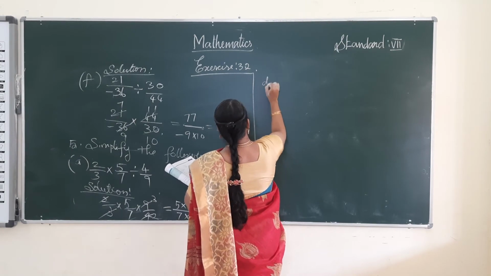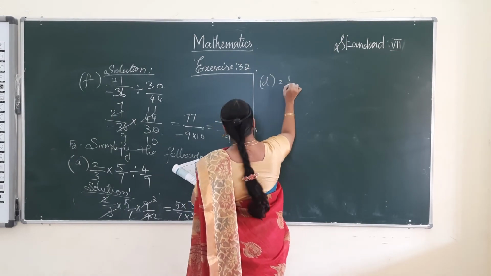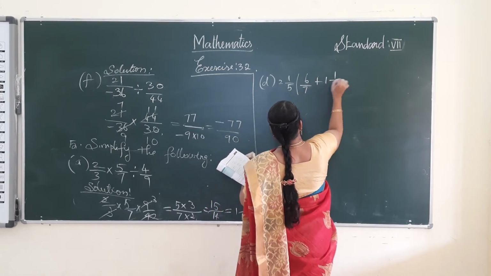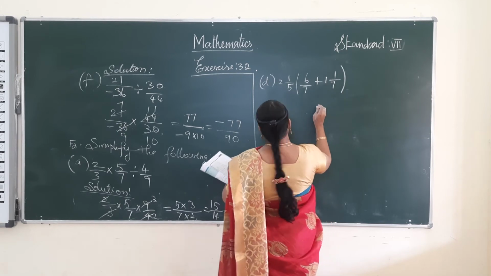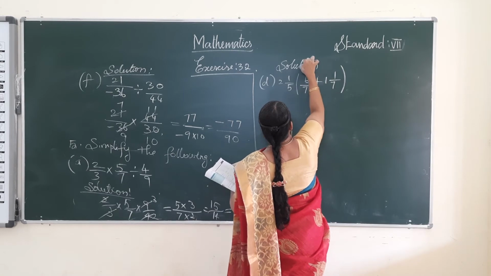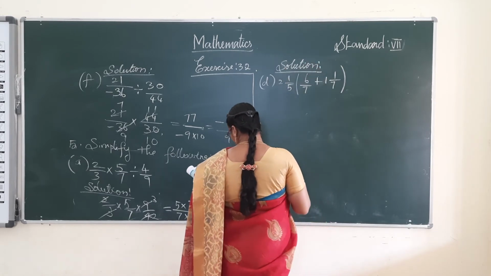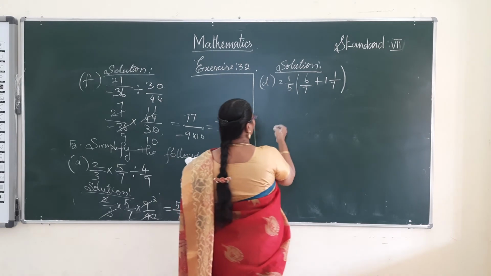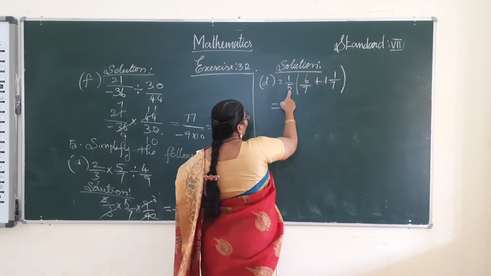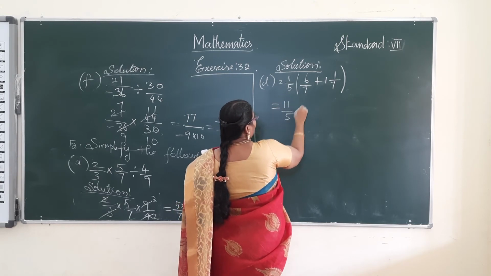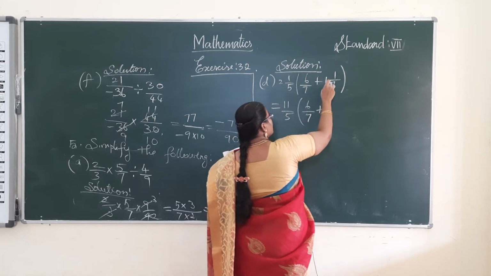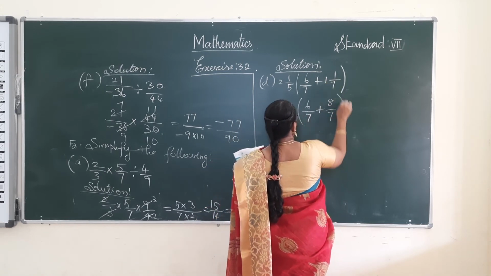And the next problem: 2 1/5 ÷ 6/7 + 1 1/7. Okay, solution. Change the mixed fractions to improper fractions. So 5 2s are 10 plus 1, 11/5. Here 6/7 plus, 7 1s are 7, 7 plus 1 is 8, 8/7.